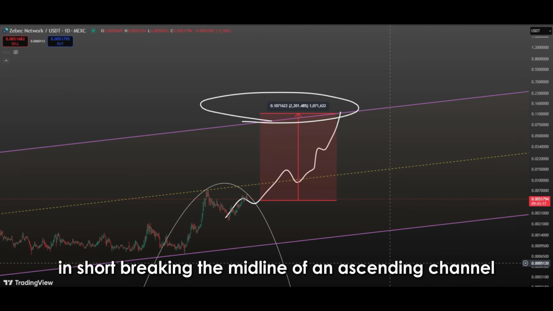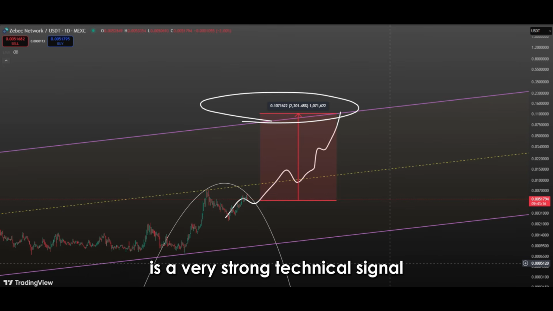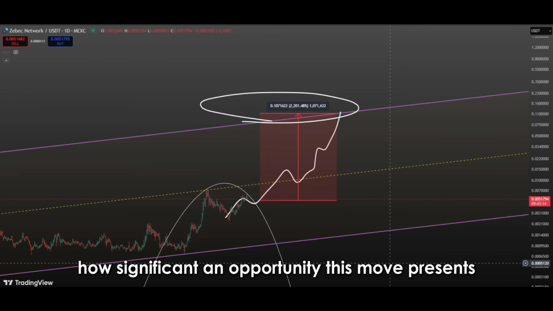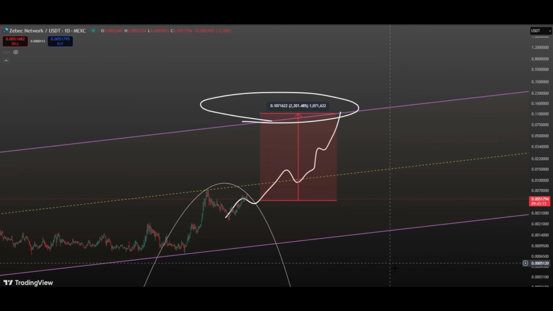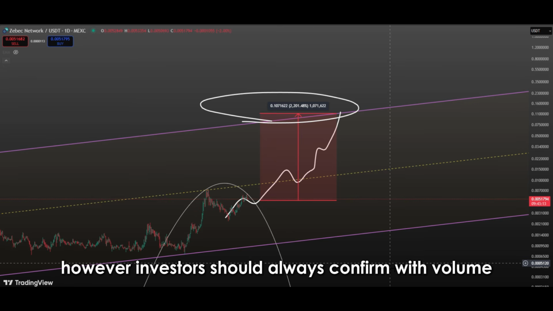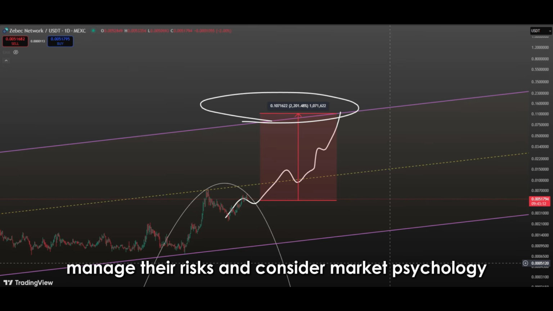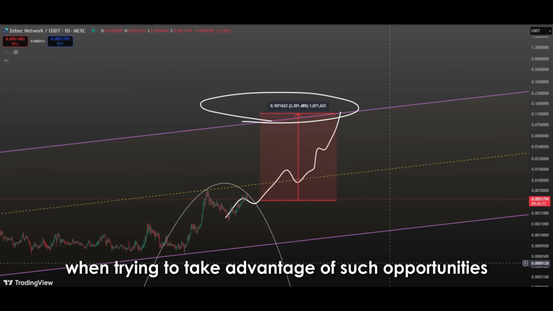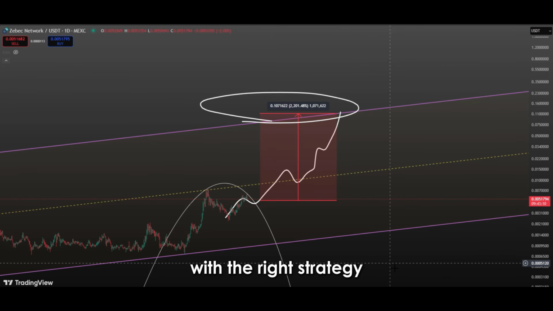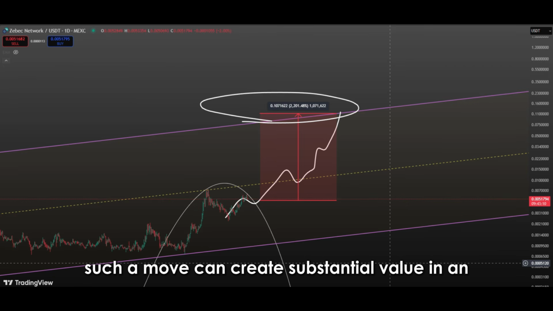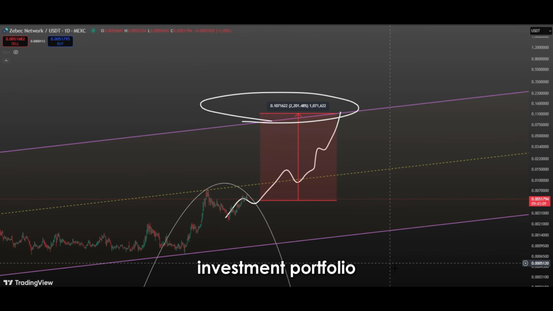In short, breaking the midline of an ascending channel is a very strong technical signal that the price may reach the upper band. The 22x potential clearly shows how significant an opportunity this move presents. However, investors should always confirm with volume, manage their risks, and consider market psychology when trying to take advantage of such opportunities. With the right strategy, such a move can create substantial value in an investment portfolio.